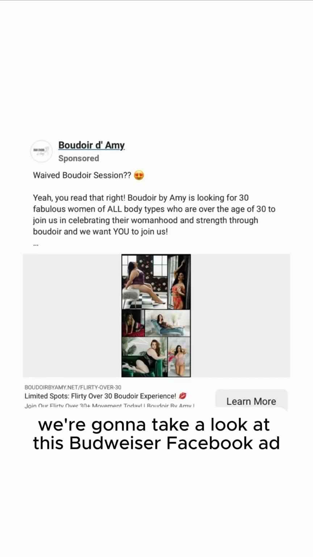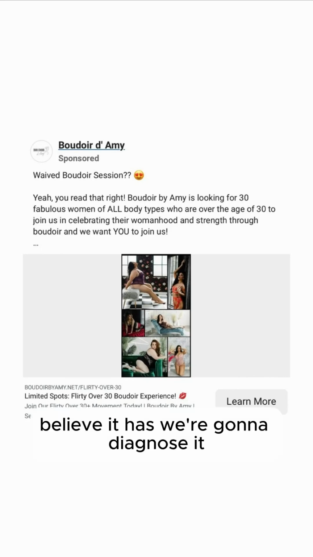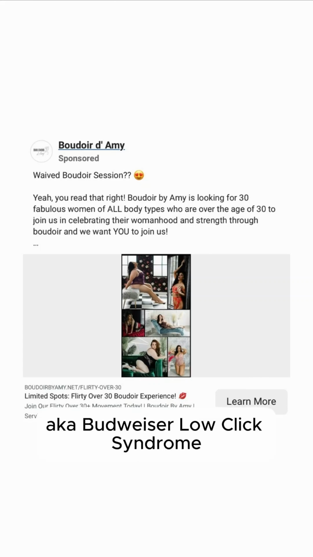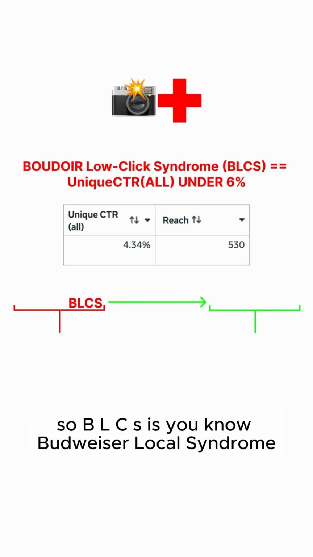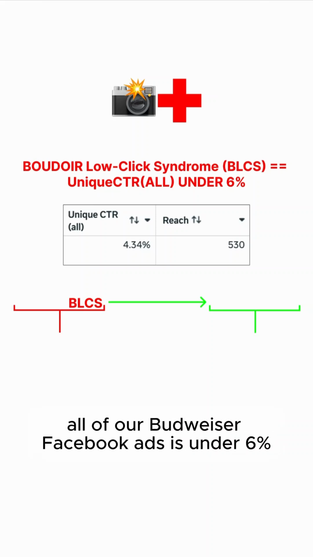All right, y'all, we're going to take a look at this Boudoir Facebook ad, and diagnose it to see if we believe it has BLCS, aka Boudoir low click syndrome. So BLCS is Boudoir low click syndrome. That's when the unique CTR of all our Boudoir Facebook ads is under 6%.